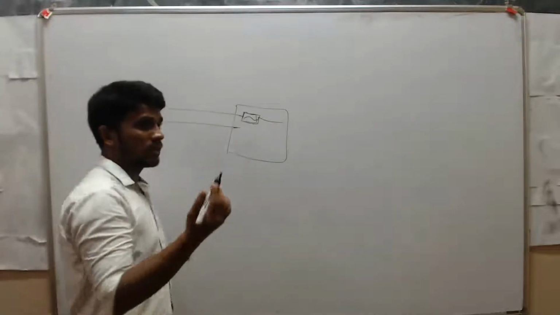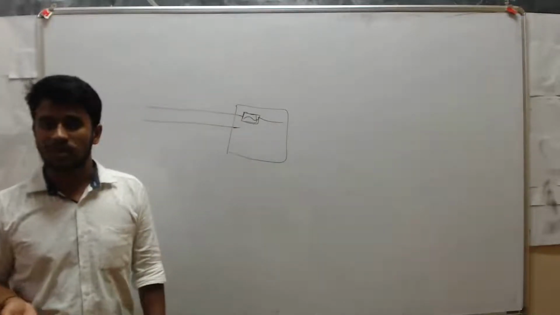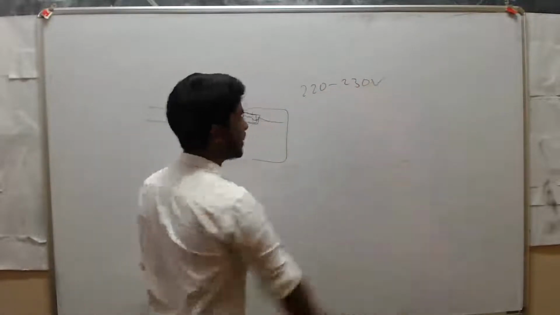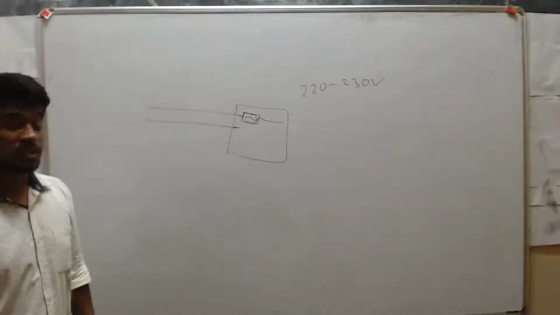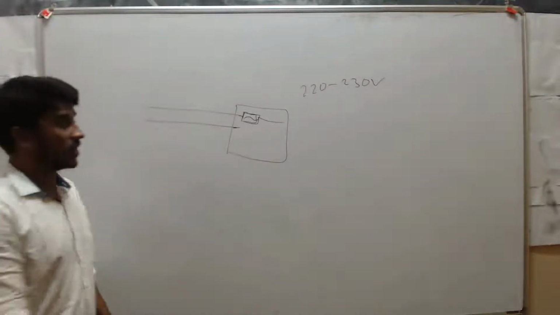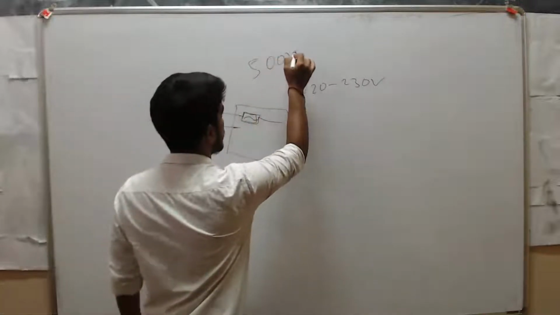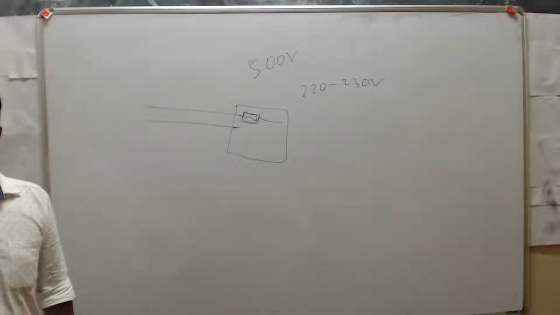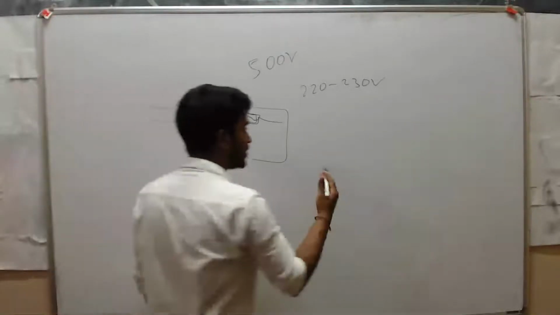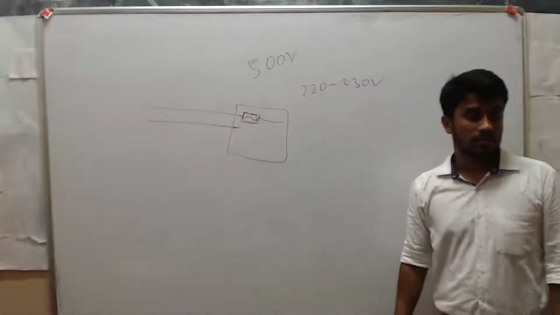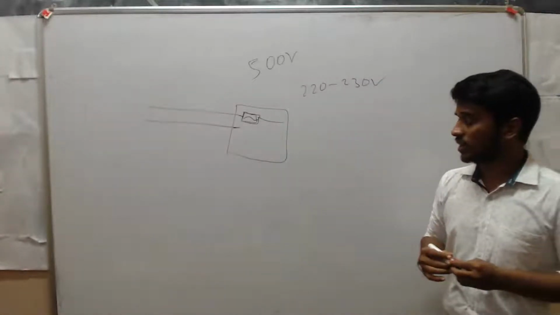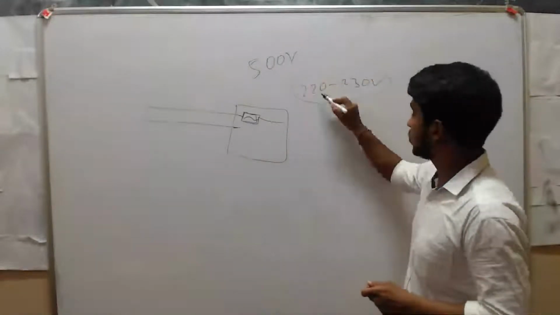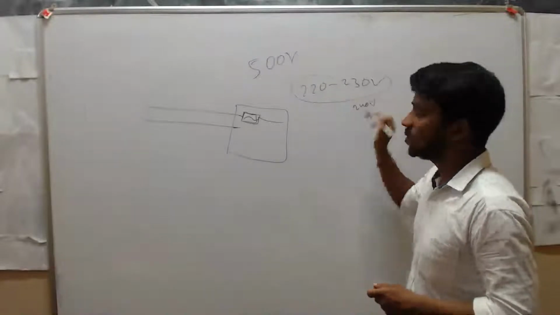To run all the equipment in homes and buildings, we need a maximum of 220 to 230 volts. Suppose the supply voltage is excessive, for example by mistake 500 volts is passed through. What will happen? All the devices will burn. Clear? To avoid that, we are using a fuse, because it is manufactured to operate at 220, 230 or 240 volts.